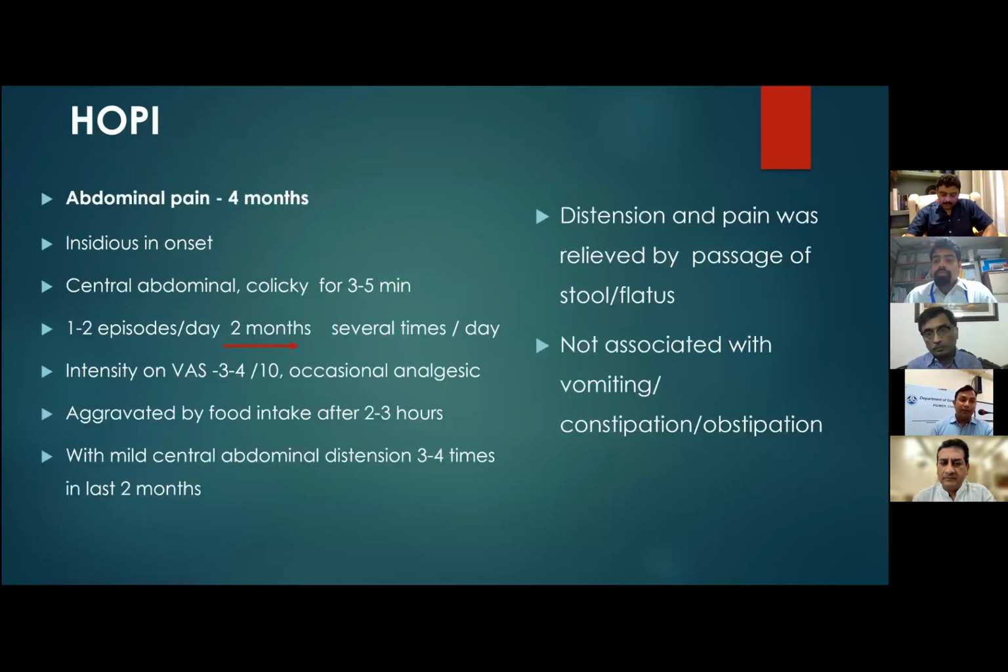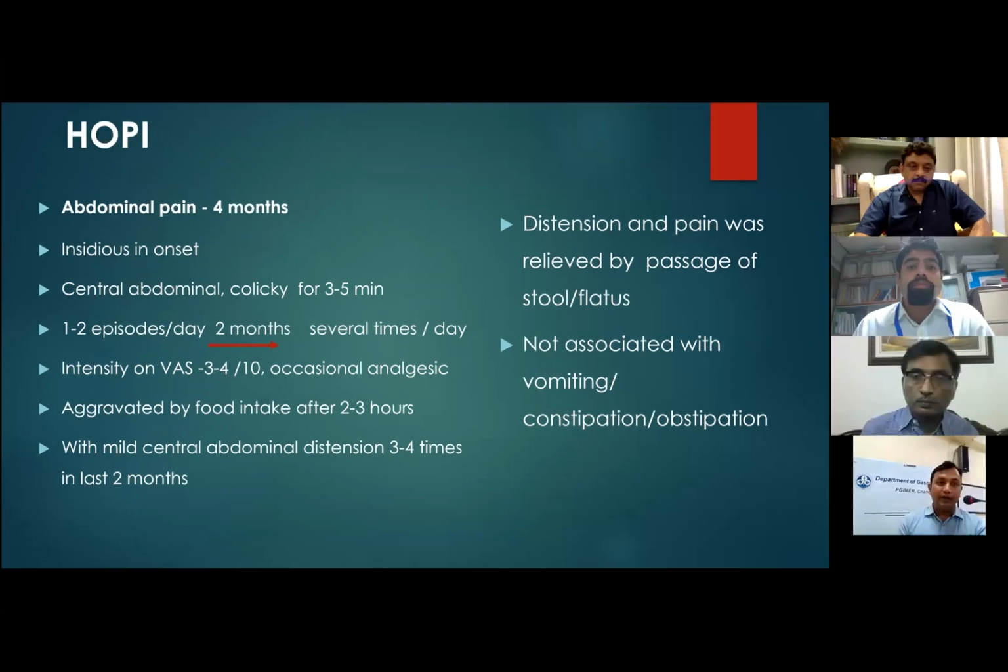On elaborating history of present illness, his first complaint was abdominal pain, which was onset 4 months back. It was insidious in onset, and it's central abdominal. It's a crescendo decrescendo type of pain that lasts for 3 to 5 minutes. At the outset, it was 1 to 2 episodes per day. From last 2 months, the frequency has increased up to several times per day. On the intensity on a visual analog scale, he told that it was around 3 to 4 out of 10, and he occasionally needed analgesic for the pain.